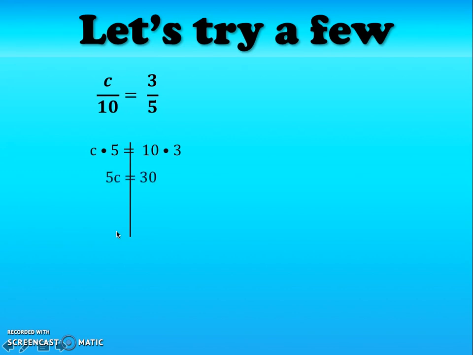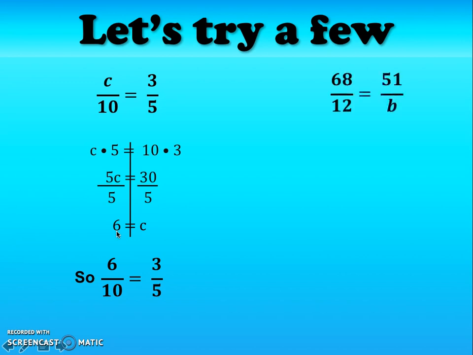So one-step equation again, as these will be today. I'm going to divide both sides by 5. 30 divided by 5 gives me 6, so my C equals 6. So now I can read that 6 is to 10 as 3 is to 5. All right, let's try another one.